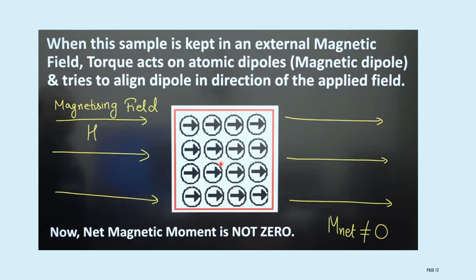When the atomic dipoles are randomly arranged, the net magnetic moment will be 0 because they cancel each other. If the atomic dipoles or magnetic dipoles in the presence of a magnetic field are aligned in a single direction, in one direction, then the net magnetic moment will not be 0. Then they will possess some amount of magnetic moment.